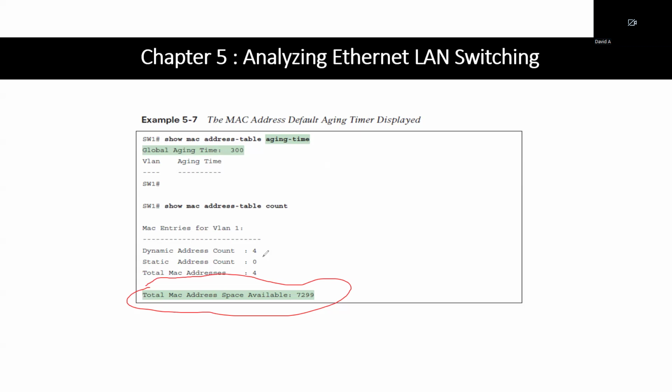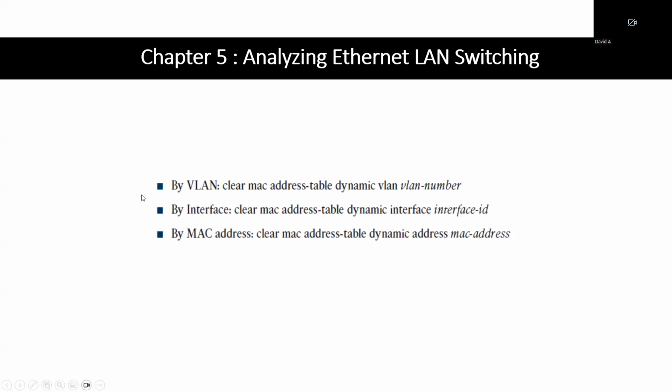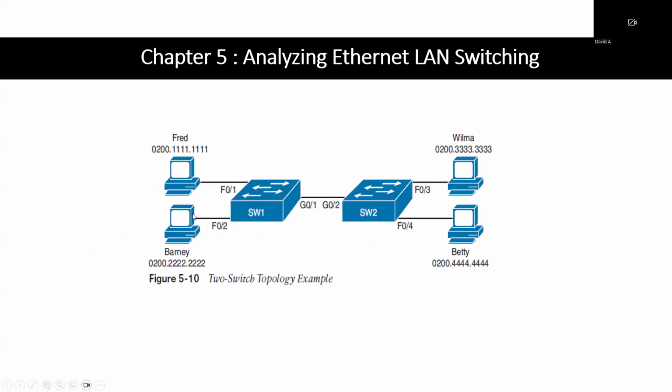What you can always do is use the switch commands to manage it and clear out the MAC address table. You can clear it by VLAN, you can clear it by interface, or you can clear it by the straight up MAC address. Here are the commands to do that, and this would be done within privilege mode. Take note of this.